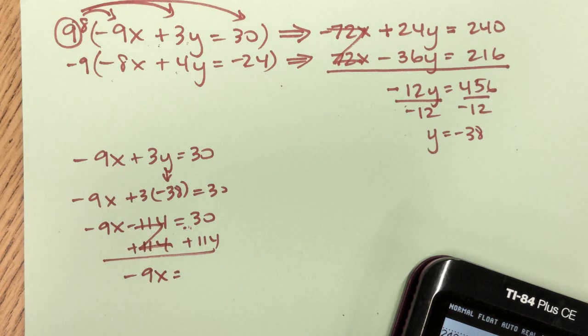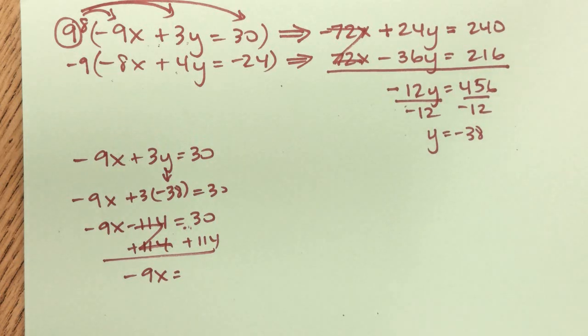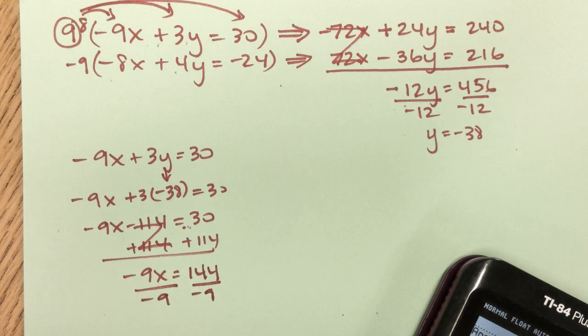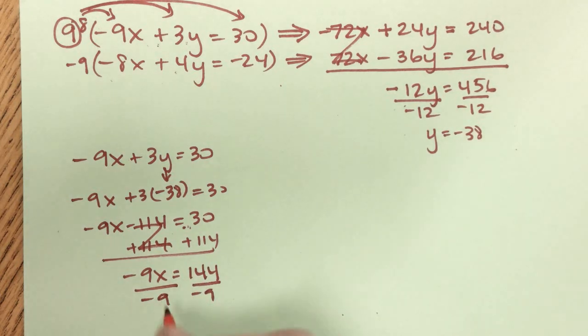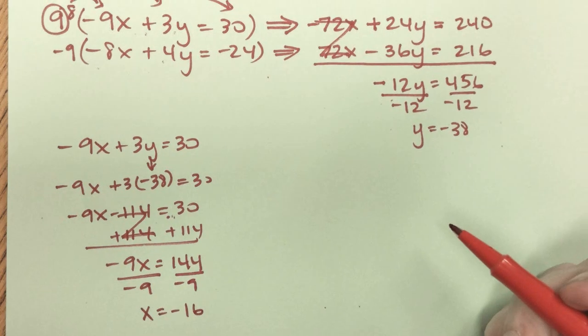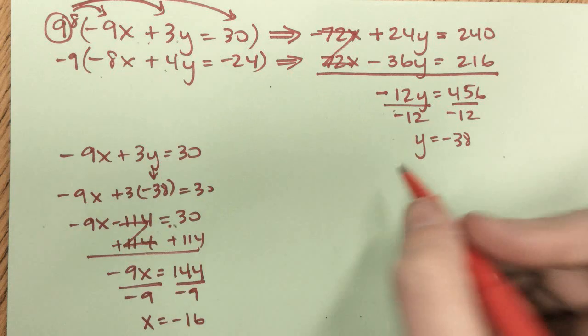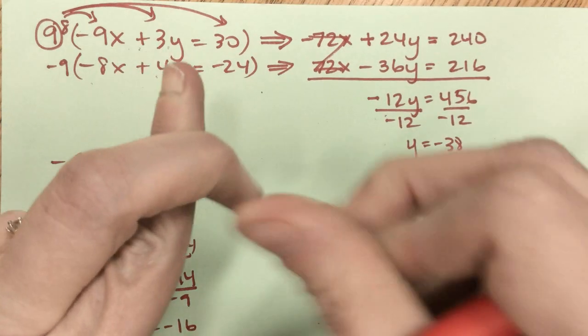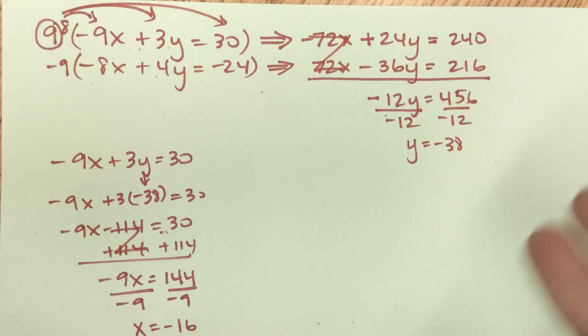Wait, 30 plus 114 is 144. 144 divided by negative 9 is negative 16. Okay, so I think my answer is negative 16, negative 38, but I'm going to prove it with this last one. I'm going to cross my fingers. I'm going to cross all of them.